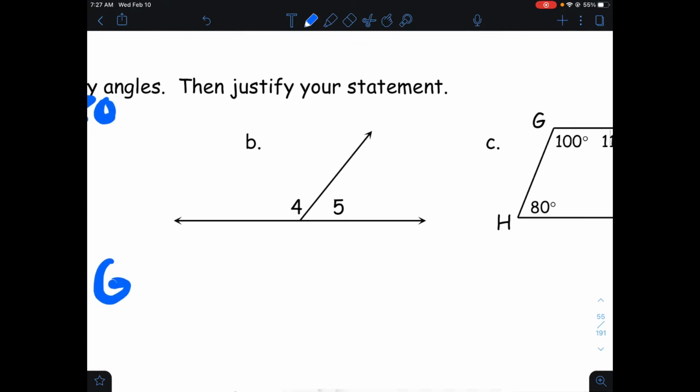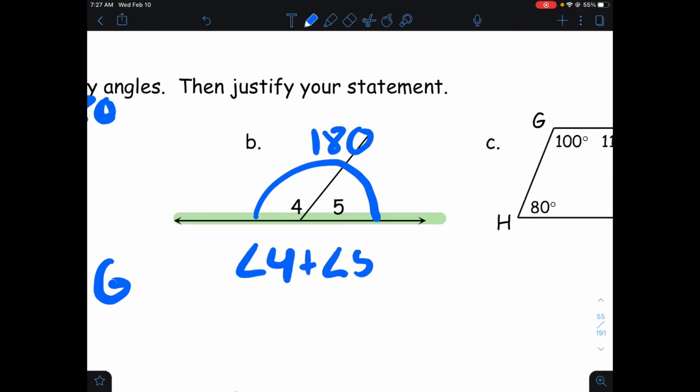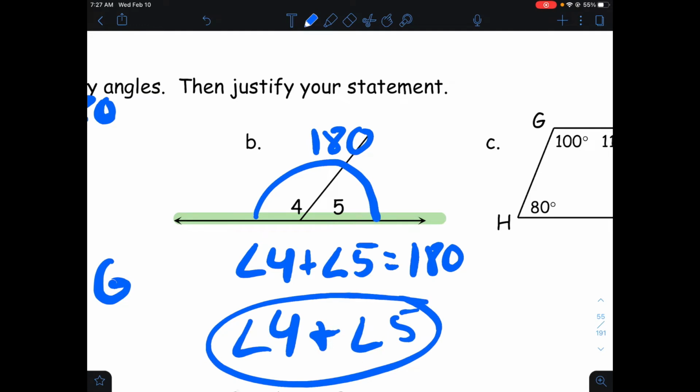Then we look here at B. Well, we've got a straight angle, and we know that straight angles automatically add to 180. So that means that angle 4 plus angle 5 needs to give us 180. So our supplementary angles are angle 4 and angle 5.